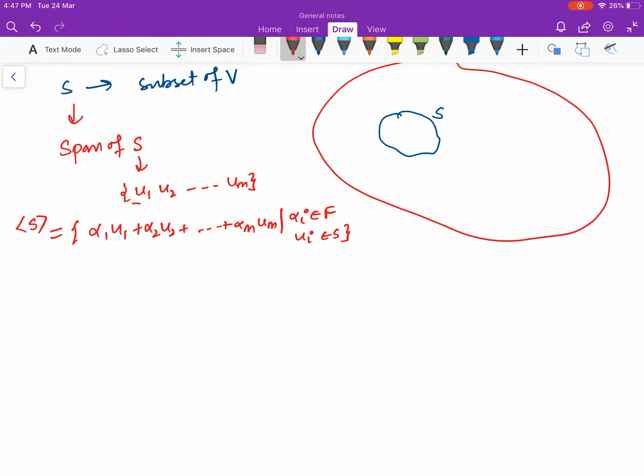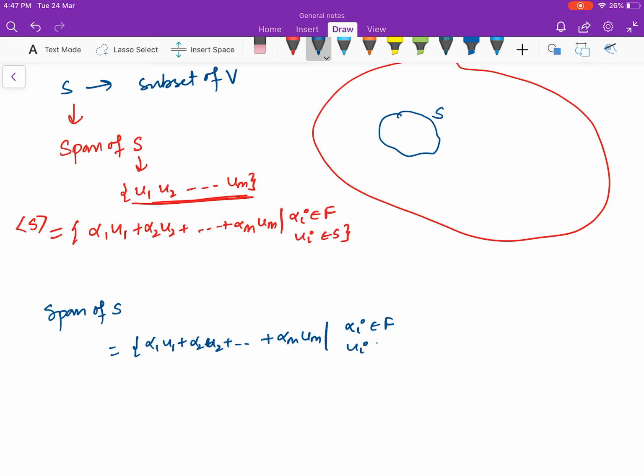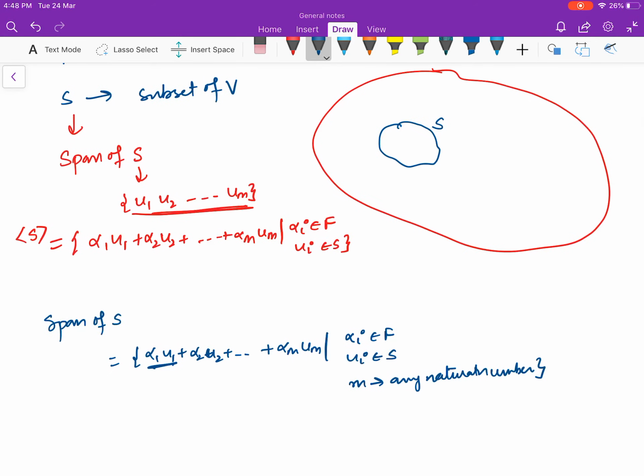Now this is when S is finite, but when S is infinite, generally we define span of S as alpha 1 u1 plus alpha 2 u2 plus so on alpha m um, where alphas are from F, ui is from S, and m is any natural number. Right, so it means that you can take one element only, then you take two elements and so on, right? So it will take the case when S is infinite also. So this is how we define the span.